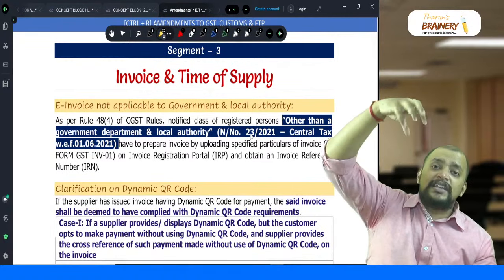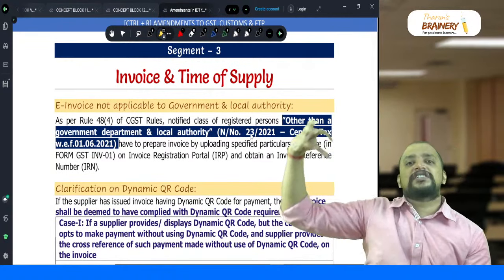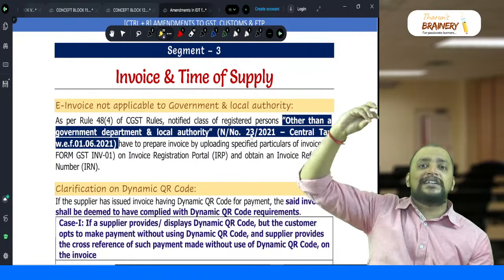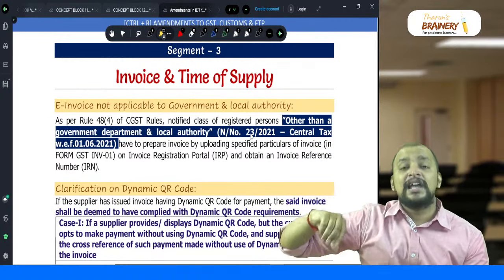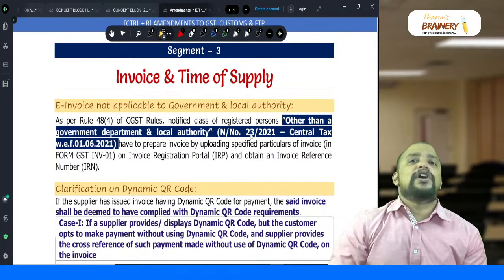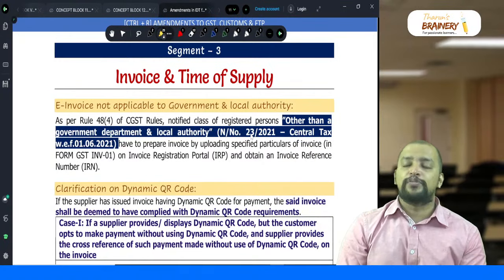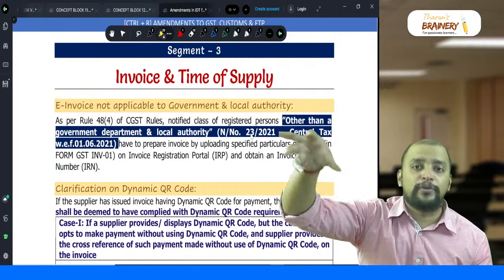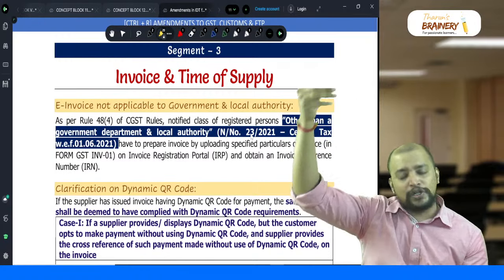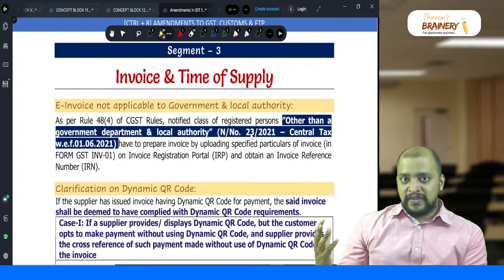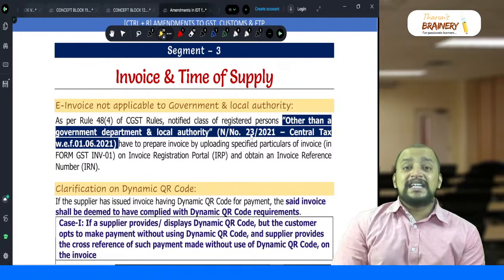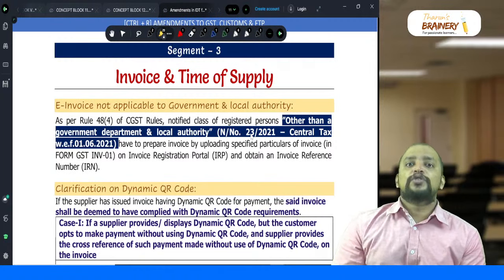And from this, the information will directly go to the GST portal, and it will be entered in the GSTR 1 of the supplier and GSTR 2A or 2B of the recipient. From where? From the invoice registration portal. And also it will go to the eway bill portal. So when you prepare the eway bill and enter the invoice number, the auto-filled information will come.